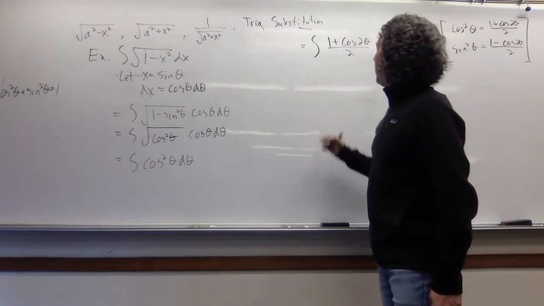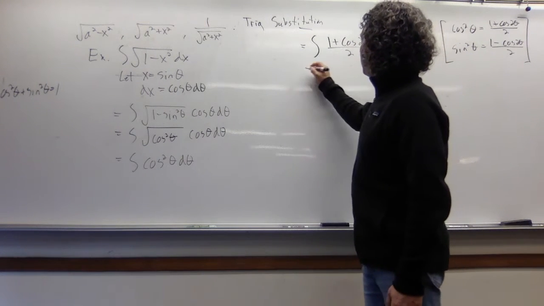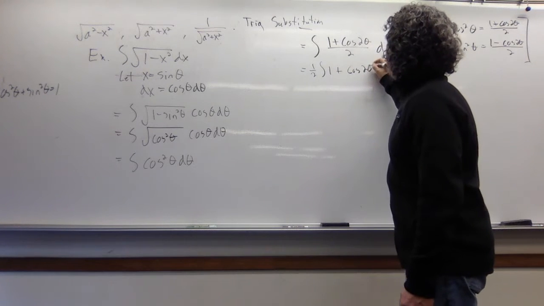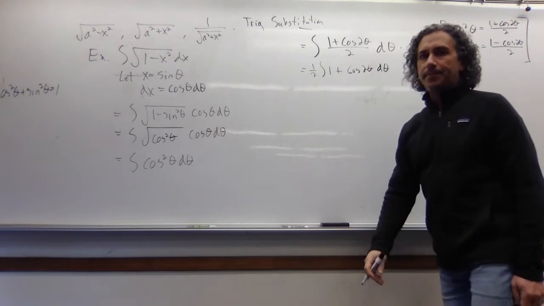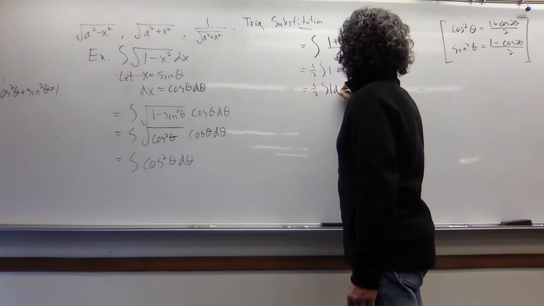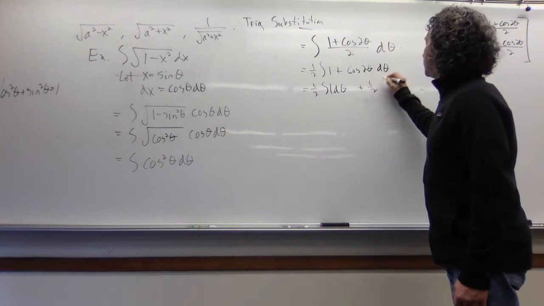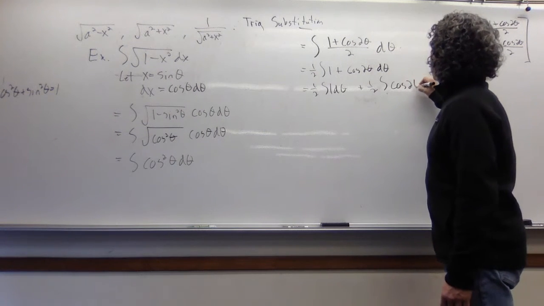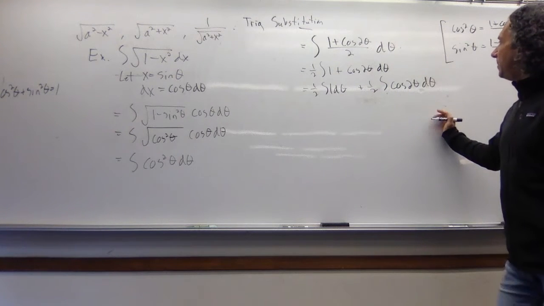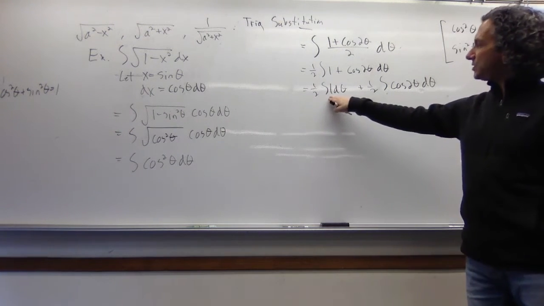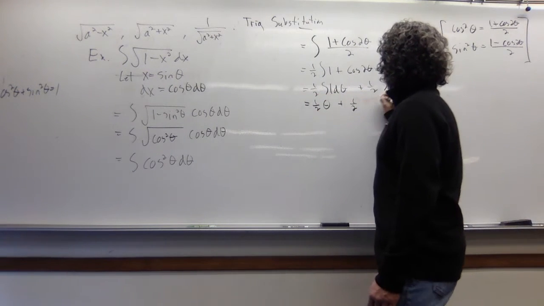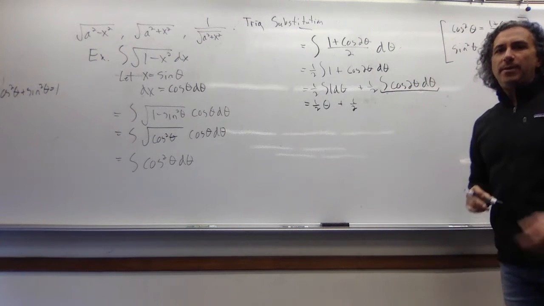So why would I do it this way? Well, once I do it like this, let me pull out the 1/2, and I have the integral of 1 plus cosine of 2 theta d theta. I could then break this into two integrals. And after breaking this into two integrals, I could just do basic integration here, so 1/2 theta plus 1/2, and then I can do a u sub on this guy.